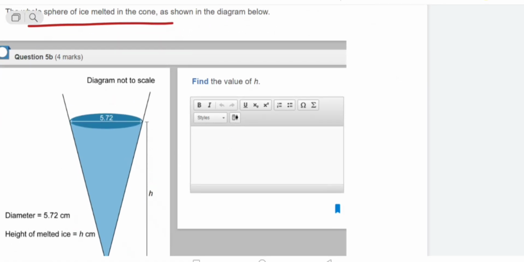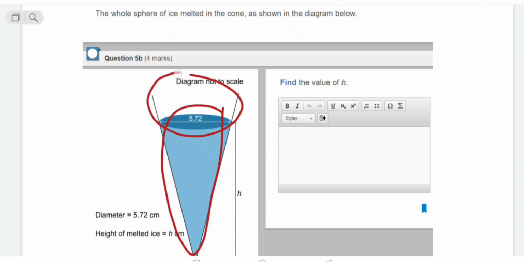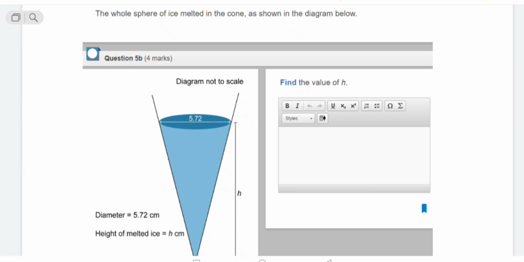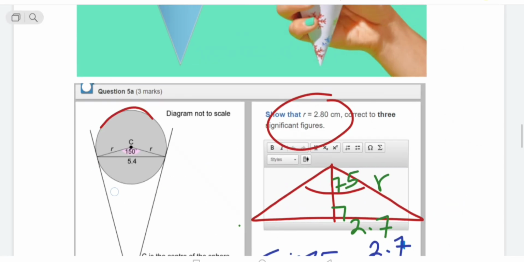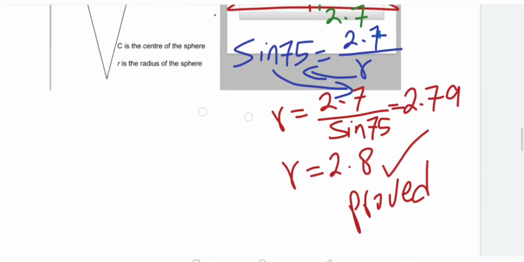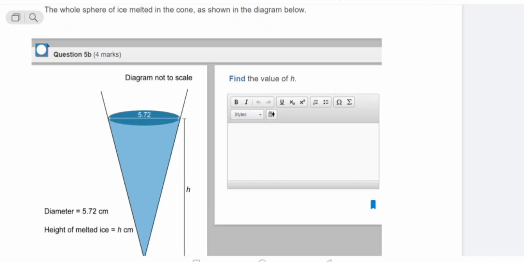But you should understand one thing. The volume of this cone and that sphere is the same. The volume of the liquid doesn't change, even if it takes the shape of any container. Before it was in the form of the sphere. Now it is in the form of the cone. It means the volume is the same. We need to find the height.